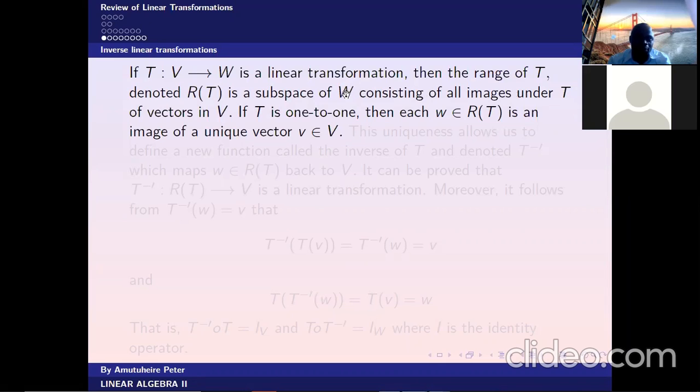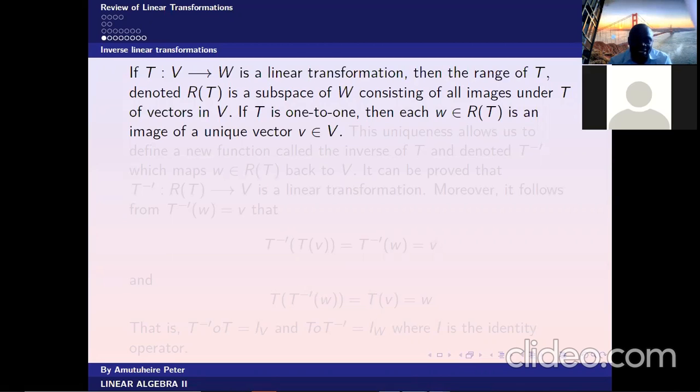We define the range as the set of all those elements which are images of some elements in V. So the range is the set of all images under T of vectors in V. Now, if T is 1 to 1, we know what it means for a function to be 1 to 1, from Calculus 1, the very first course we studied in year 1. If T is 1 to 1, it means every vector in V is mapped to one and only one element in W. That is 1 to 1.